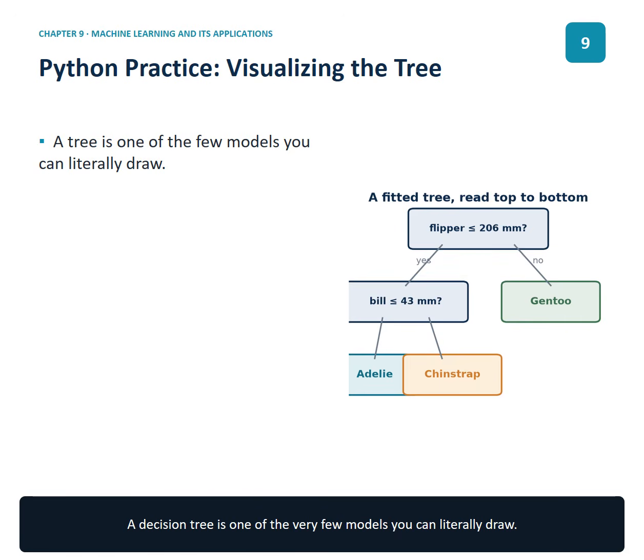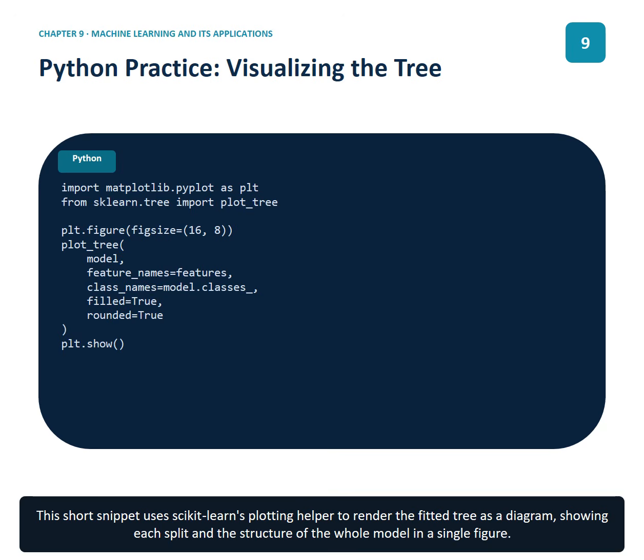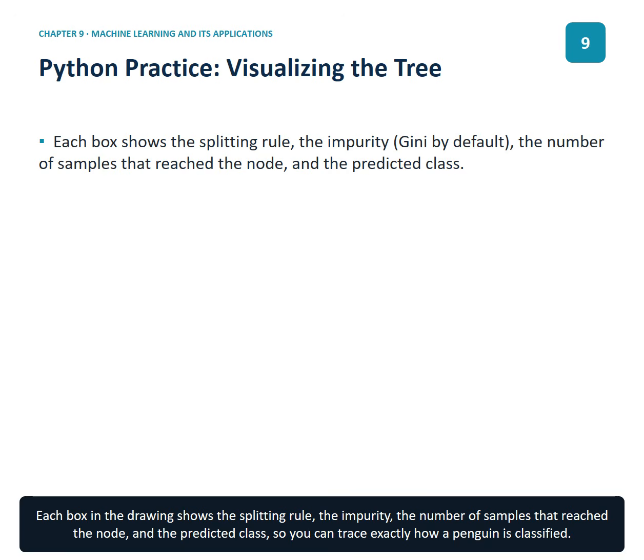A decision tree is one of the very few models you can literally draw. This short snippet uses scikit-learn's plotting helper to render the fitted tree as a diagram, showing each split and the structure of the whole model in a single figure. Each box in the drawing shows the splitting rule, the impurity, the number of samples that reach the node, and the predicted class, so you can trace exactly how a penguin is classified.